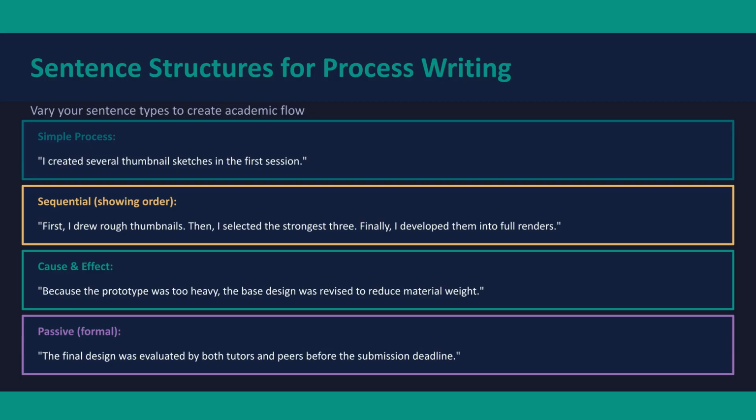You should be mixing all 4 of these throughout your essay. One paragraph might use a sequential sentence to describe your sketching stages, then a cause and effect sentence to explain why you revised a design, and a simple statement to conclude the paragraph. Variety is what makes academic writing come alive.